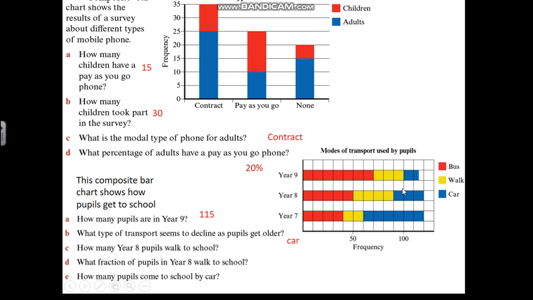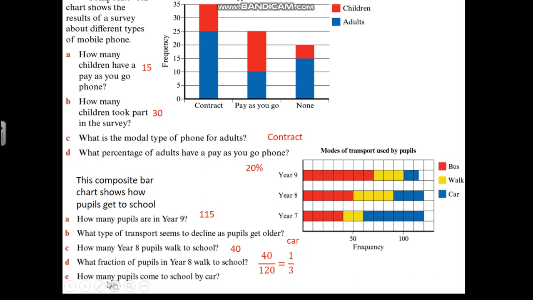How many year 8 pupils walk to school? So here's year 8. Walk is yellow, so we've got 10, 20, 30, 40. What fraction of pupils in year 8 walk to school? Well, I know there's 40. I need to work out how many in total there were. Well, it goes up to 120. So it's 40 out of 120, but that will cancel to a third. So a third of pupils in year 8 walk to school.